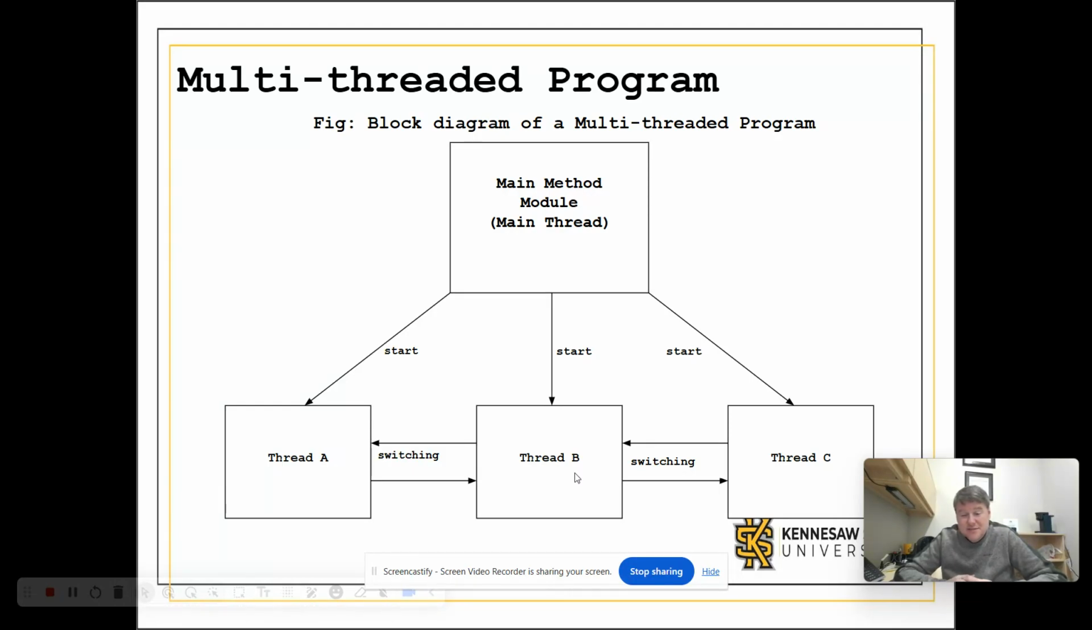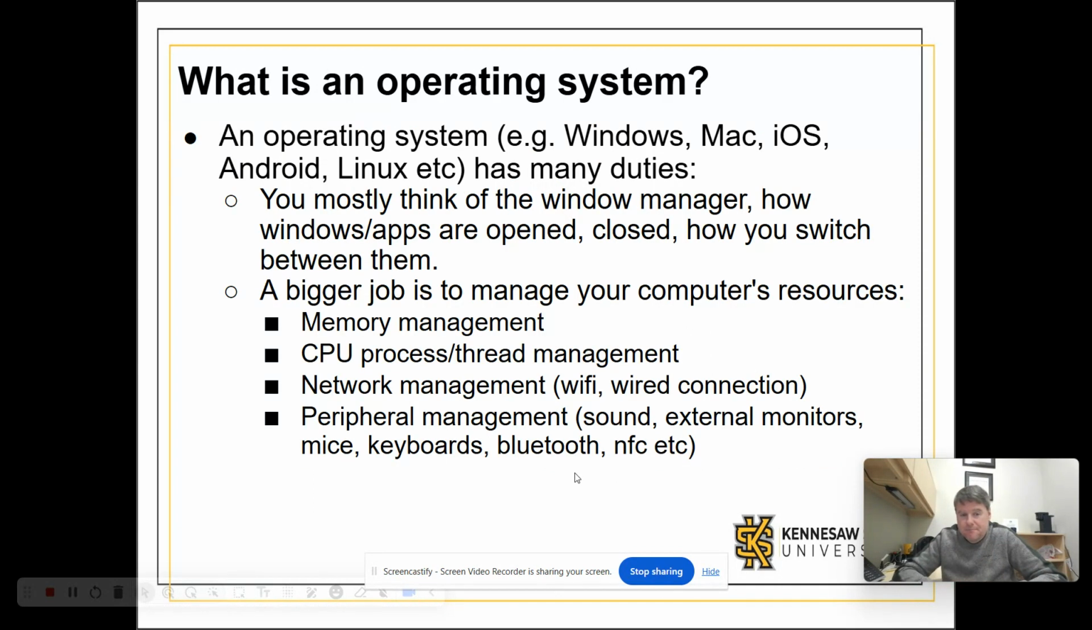And literally what's going to happen is it's going to give thread A a little bit of time, then thread B, then C, then A, then C, then B, then A, then B, then A, then B, then C, in whatever order it decides is appropriate. And it's going to switch back and forth between them as fast as it possibly can.